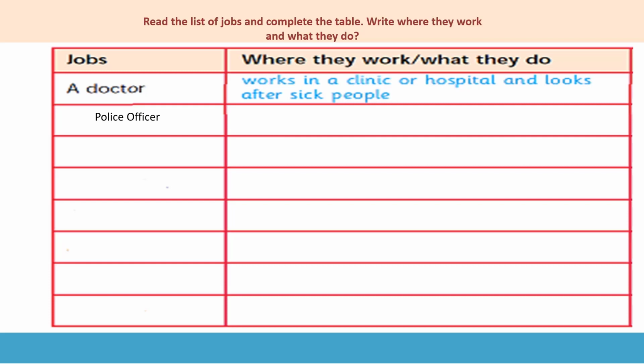So let's first of all have a look at the job titles. So we've got police officer, scientist, security guard, nurse, paramedic, postal worker, politician. You can pause the video now and write down your answers. You can put them in the comment box or you can email them to me.